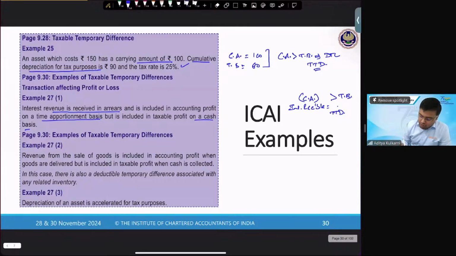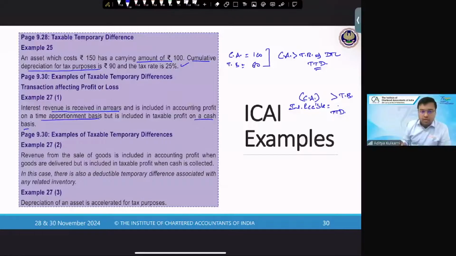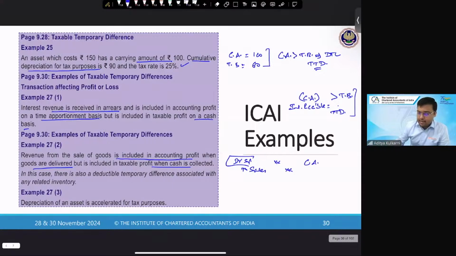Revenue from sale of goods is included in accounting profit when the goods are delivered, but is included in taxable profit when the cash is collected. So tell me, what will be the tax base? What will be the carrying amount? Carrying amount will basically be debtors account debit to sales, correct? Yes, sir. So debtors will be your carrying amount. Revenue is booked on a cash basis, so therefore the debtors value will be zero. No accumulated value. So carrying amount is greater than tax base.